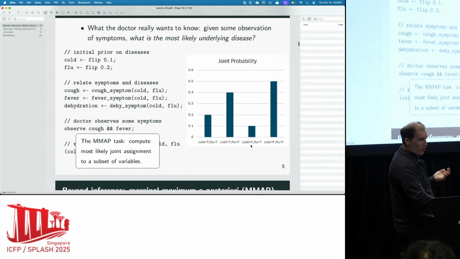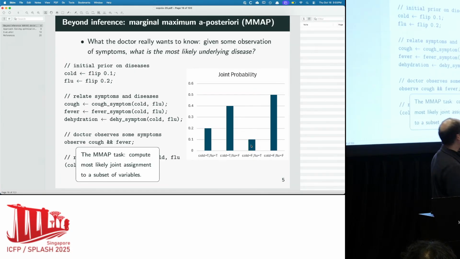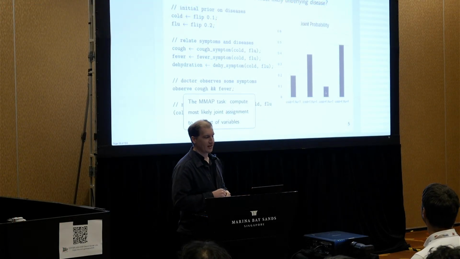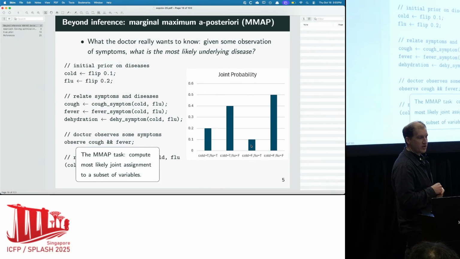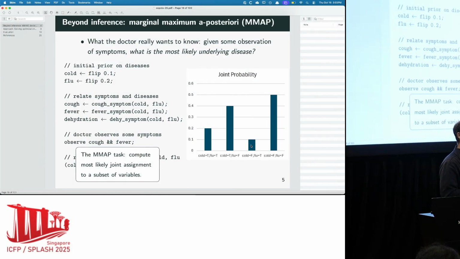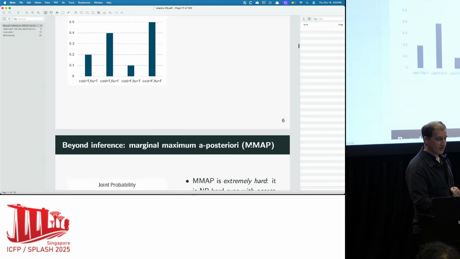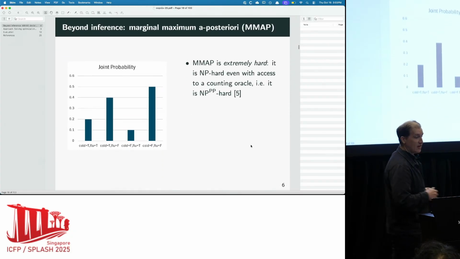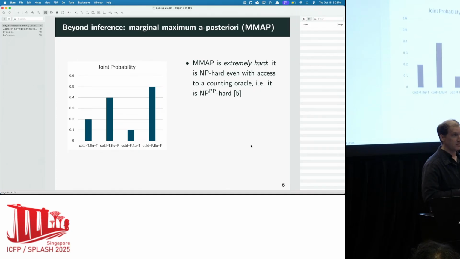Now we can boil this question down of finding pretty much the highest bar in that histogram to something called the marginal map task, which is to compute the most likely joint assignment to a subset of variables, right? It turns out that this marginal map inference task is extremely hard. You can kind of see why, right?